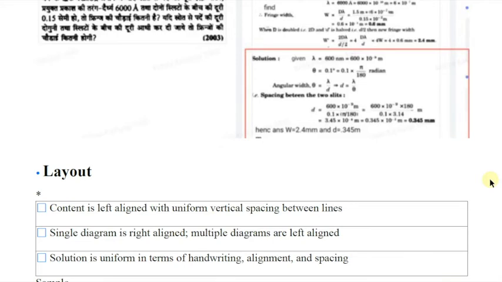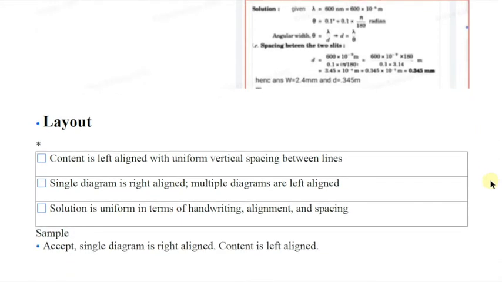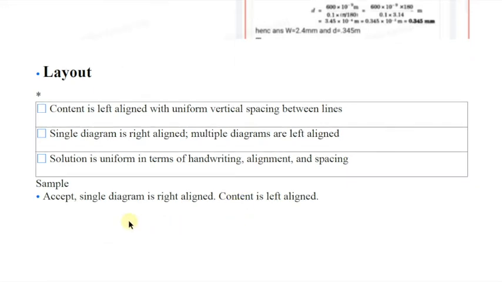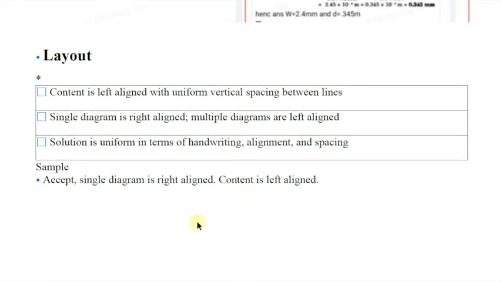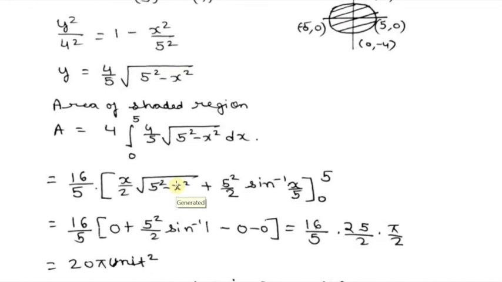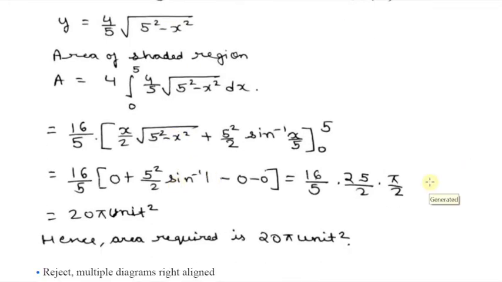If we try to understand the layout, the content is left aligned with uniform vertical spacing between the lines. A single diagram is right aligned and multiple diagrams are left aligned. The solution is uniform in terms of handwriting, alignment and spacing. We'll see some samples. We'll accept a single diagram right aligned and content left aligned. For example, in this case, the diagram is right aligned and the content is left aligned. So in that case, we will pass this answer.